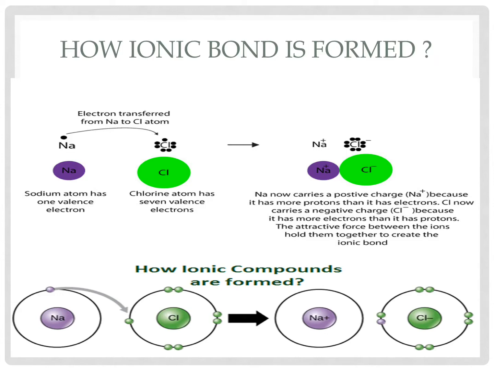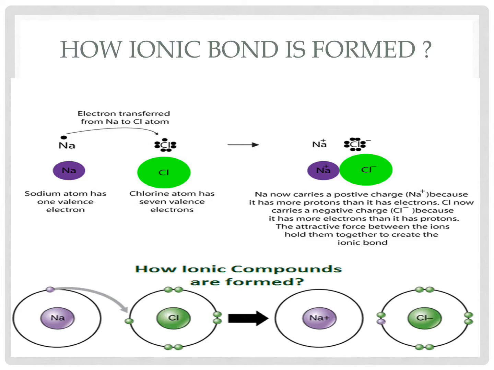The attractive force, the attraction between chlorine and sodium ions that holds them together, is the ionic bond. Now let's talk about ions. What is an ion? An ion is an atom or molecule with a net electric charge due to the loss or gain of electrons. An ion is positively charged if it loses electrons, and negatively charged if it gains electrons.